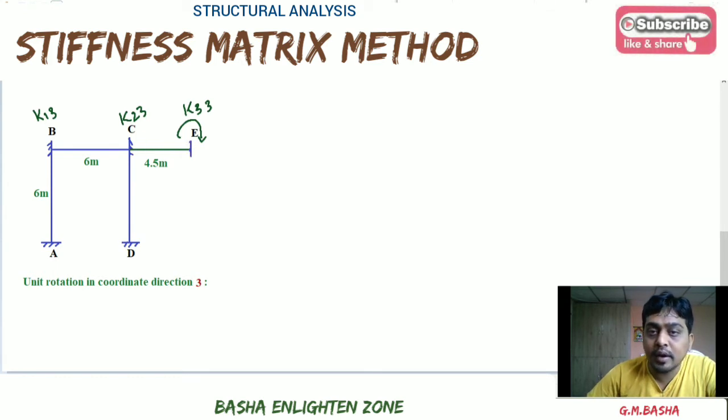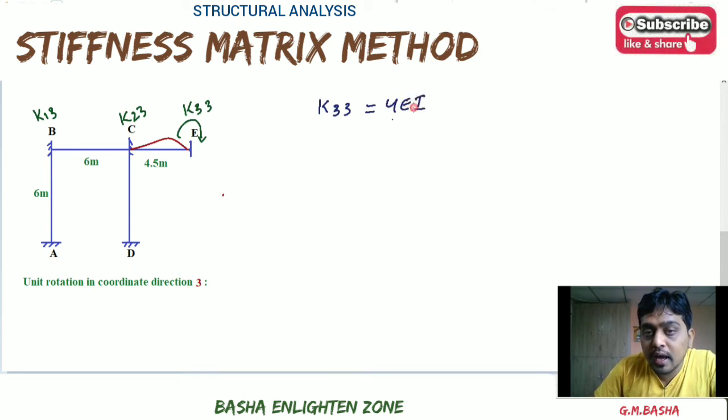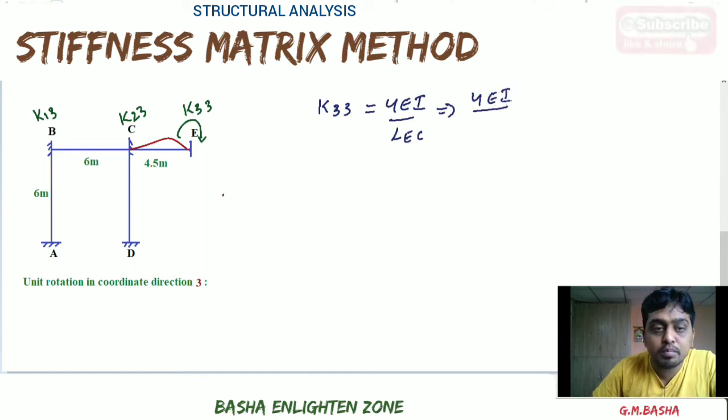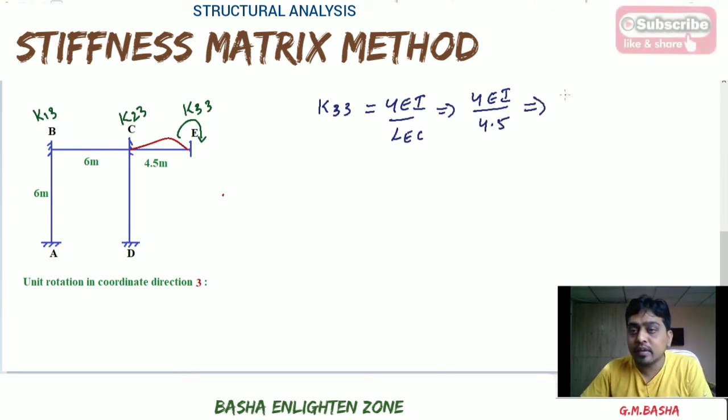After applying the moment, you will get here like this. Okay, and what about this K33? So I am simplifying this K33. K33 equal to applying unit rotation, which is 4EI by L_CE. That one will be equal to 4EI by length of the span CE, which is 4.5 meters. If you simplify that one, directly you will get 8 by 9.